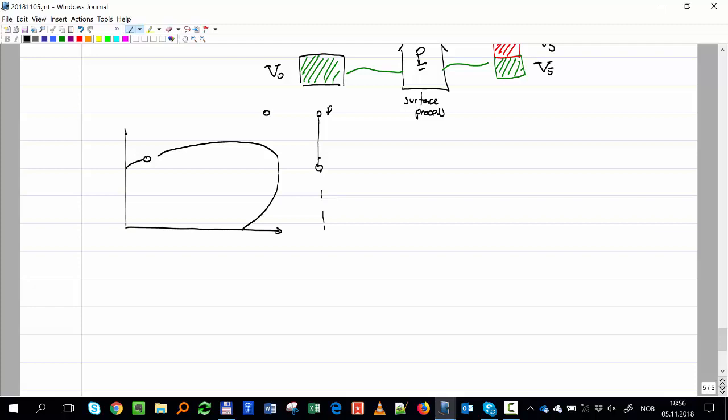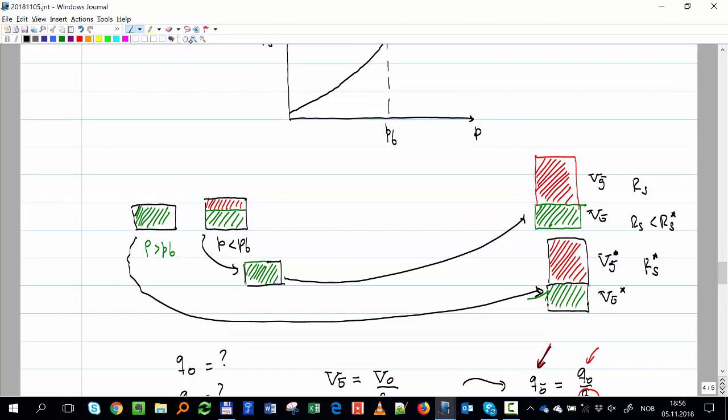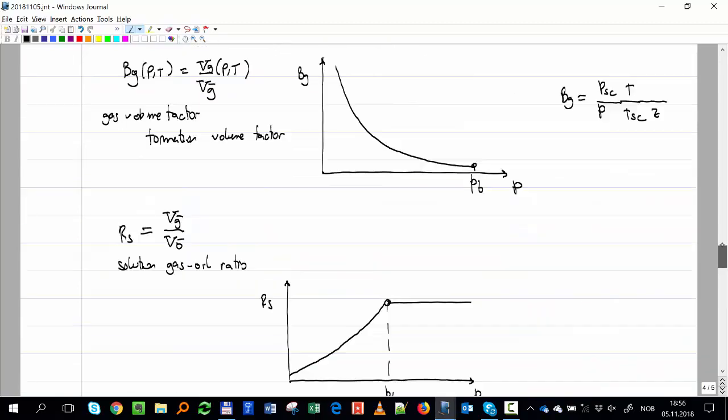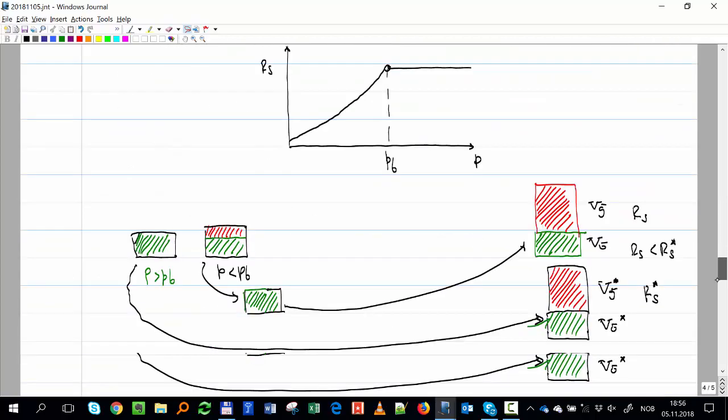But in some cases, when I'm doing that, I'm actually condensing liquid. So part of this liquid that I have here at surface conditions, part of this oil, actually comes from the gas, from retrograde condensation of the gas. And this approach is not taking that into account.